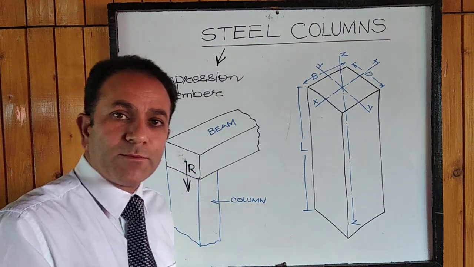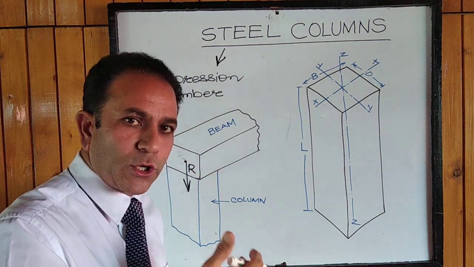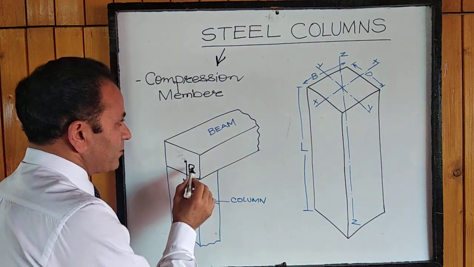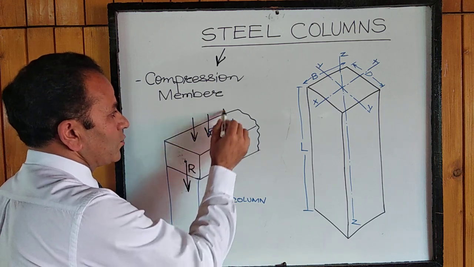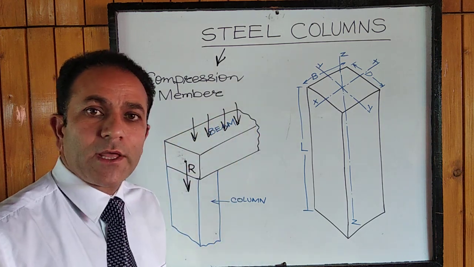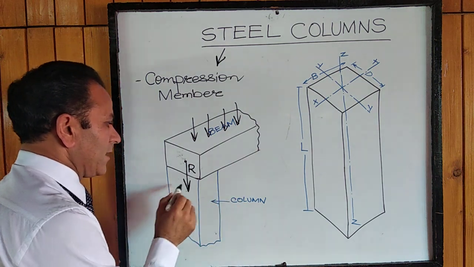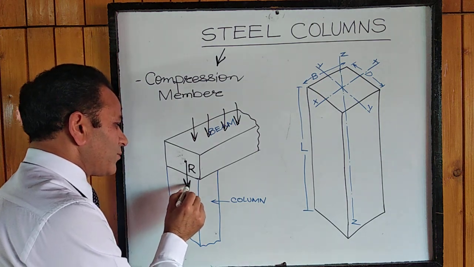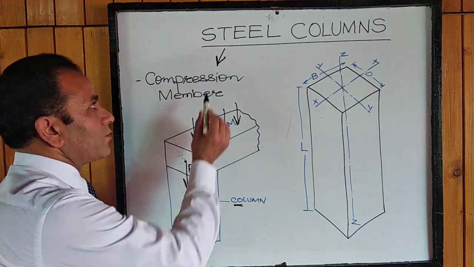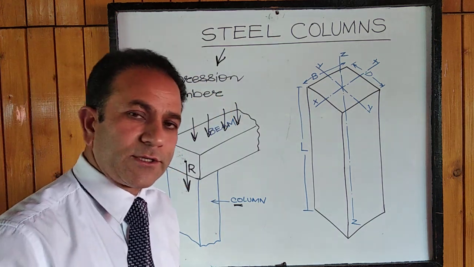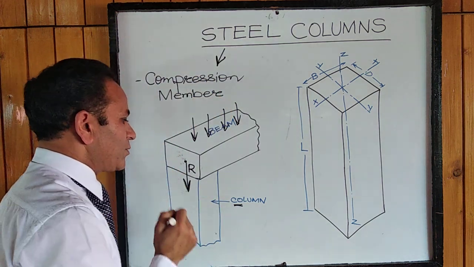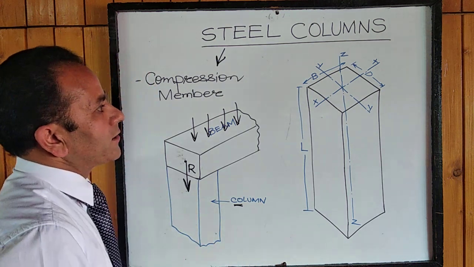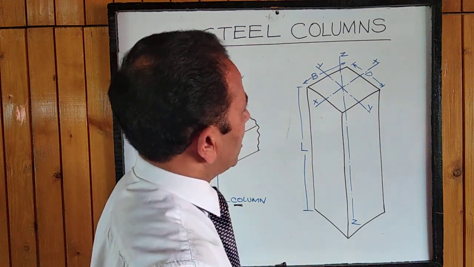Compression member because, see, this is a column. It supports the beams, which transfer their load onto the column, and the column transfers it to the footing and then to the subgrade. Now this beam supports many loads: its own load, live load, dead load, etc. Then it transfers the load to the column here at the support where it is supported by the column. Since this load is of compressive nature, that's why the column is known as a compression member. It receives the reaction from the beam, which is compressive in nature, hence the column is classified as a compression member in a building.